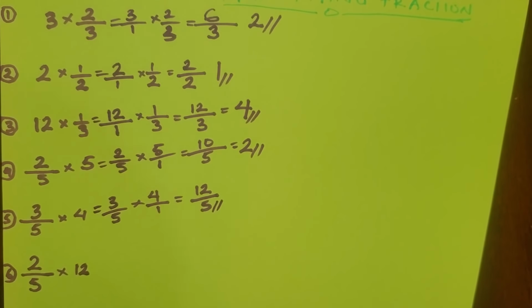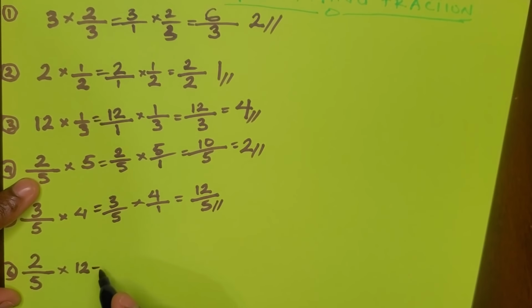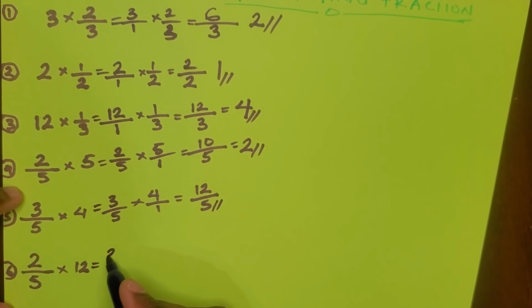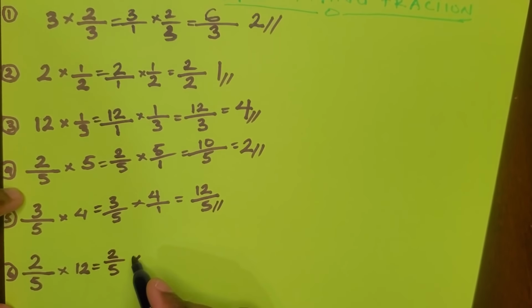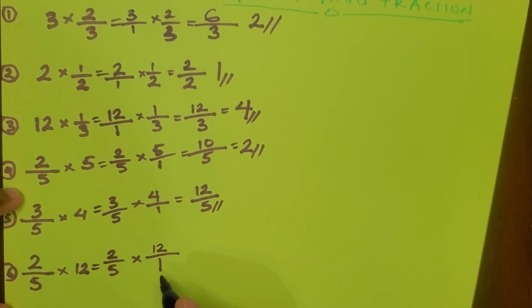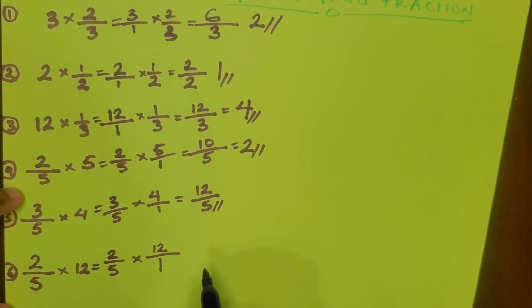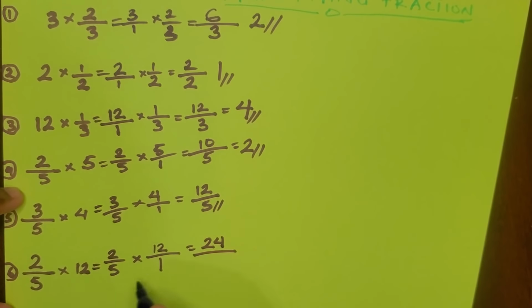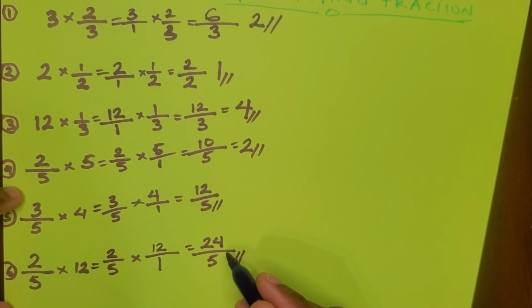So let's attempt the last problem. 2/5 of 12. We read our problem like this, and we write our problem like this: 2/5 times 12. You always want to express it over 1. 2 times 12 will give you 24, and 5 times 1 is 5. So this is the answer. By the way, this is an improper fraction.